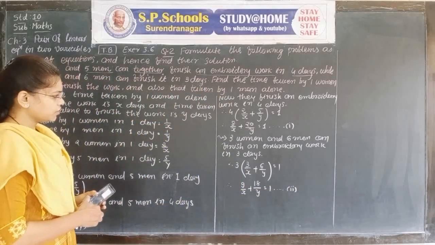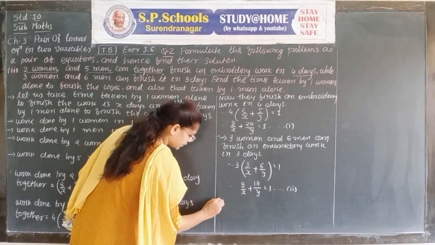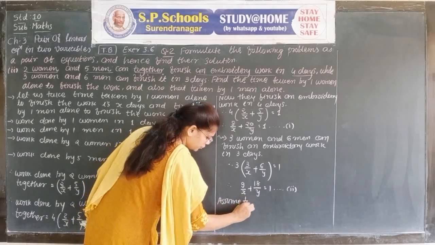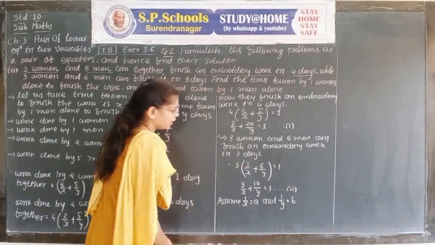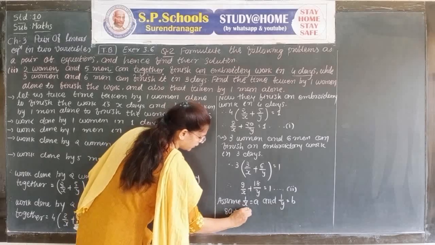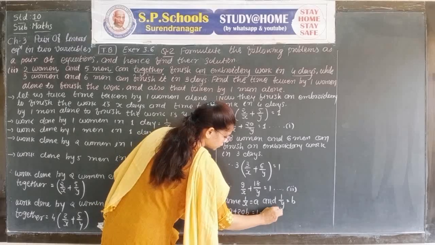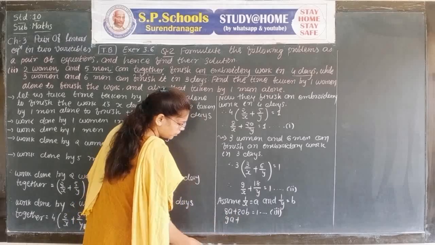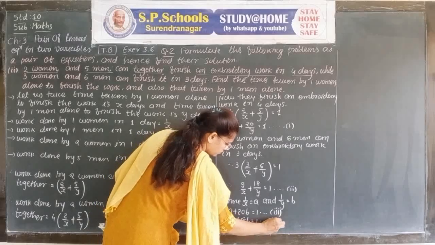Here the two equations are not in the form of linear equations. We make them linear. Therefore, assume 1 upon x is equal to a and 1 upon y is equal to b, and we get other equations. We get 8a plus 20b is equal to 1, the third equation, and the next equation is 9a plus 18b is equal to 1, which is equation number 4.